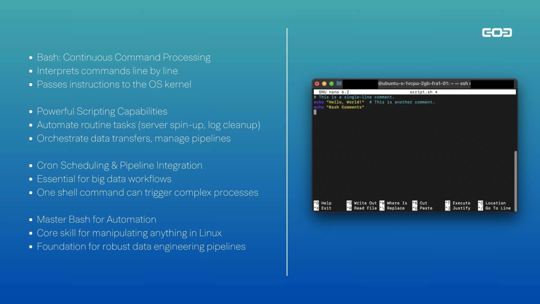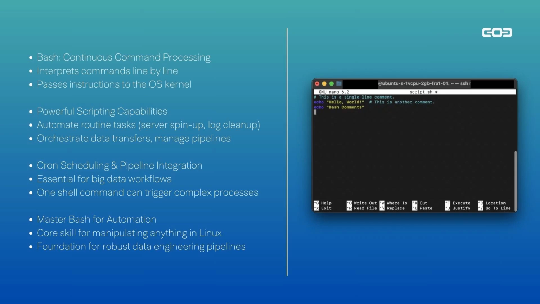From a data engineering standpoint, major organizations use Bash scripts to automate routine tasks like spinning up servers, cleaning up log files, orchestrating data transfer jobs, and more. Those scripts can be scheduled with cron or integrated into larger pipelines that tie together big data components. Understanding Bash is a fundamental step in mastering the automation aspect of data engineering, because at some point, everything in a Linux-based environment can be manipulated or triggered through a shell command.